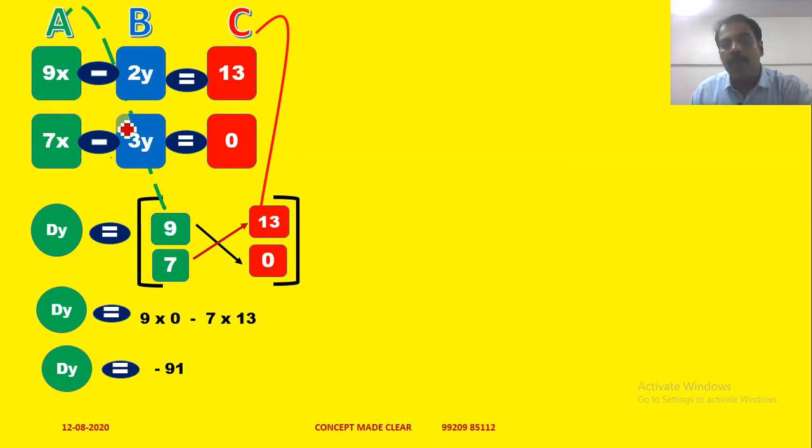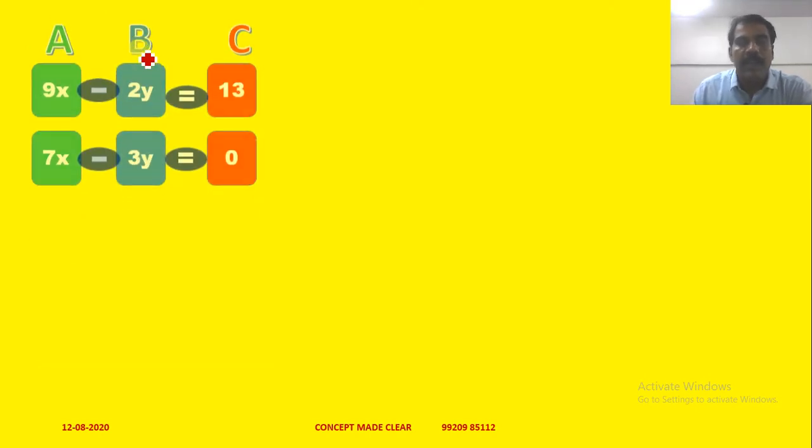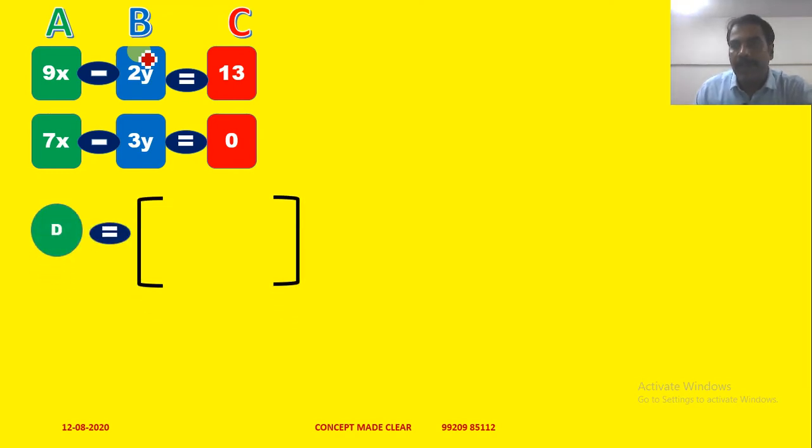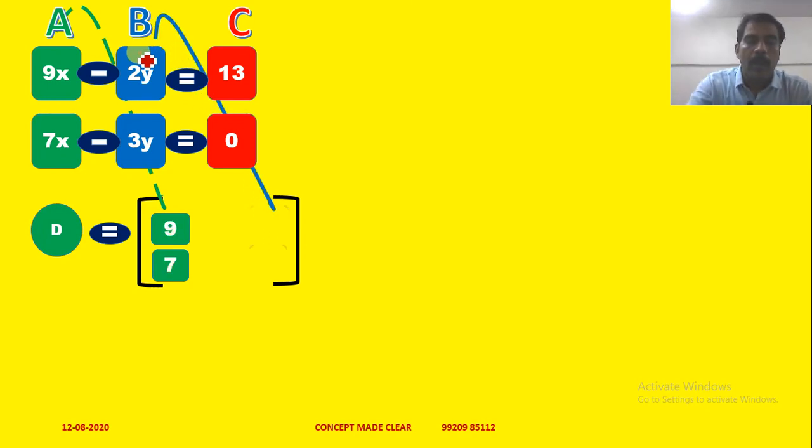Students, now we have to find the determinant for the constant term, that is c. So if we have to find the value of c, that means from the third column, first we'll go to column A, and we'll write the value of column A and the value of column B. Here the determinant will be the value of column A, that is 9, 7, and then the value of column B, that is minus 2, minus 3.